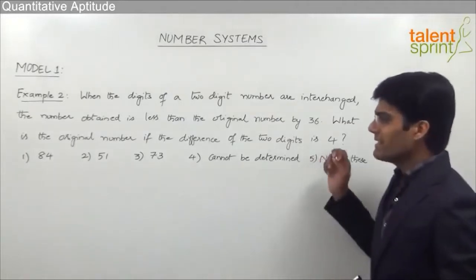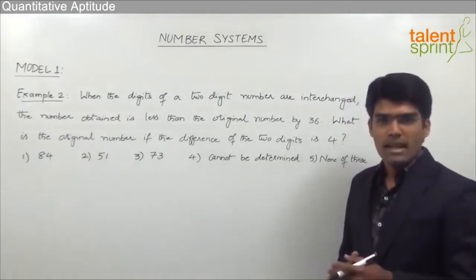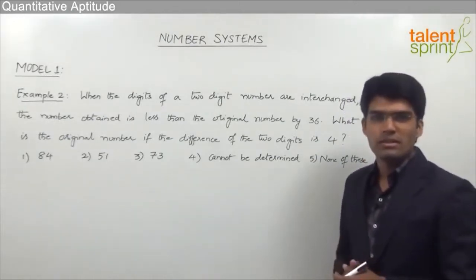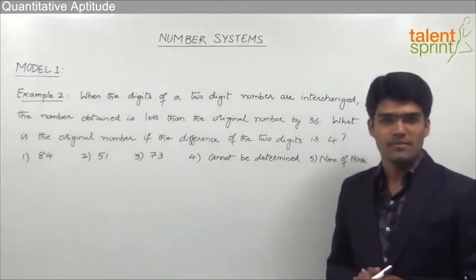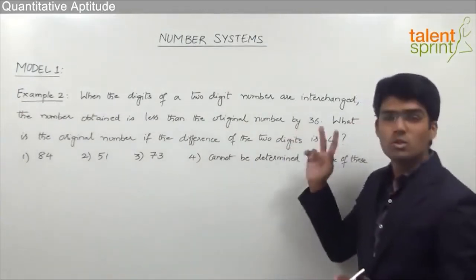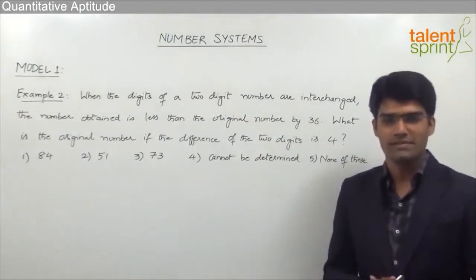So as you can see, this example here is quite similar to that we have discussed in example 1. And we know that the best way to solve these questions would be to go by options rather than writing all the steps. So let us try to understand what are the two conditions given and check which of these options satisfies both the conditions.